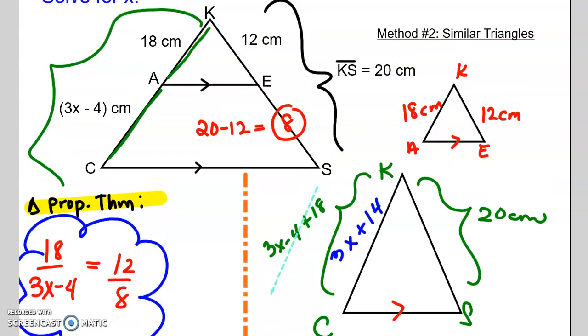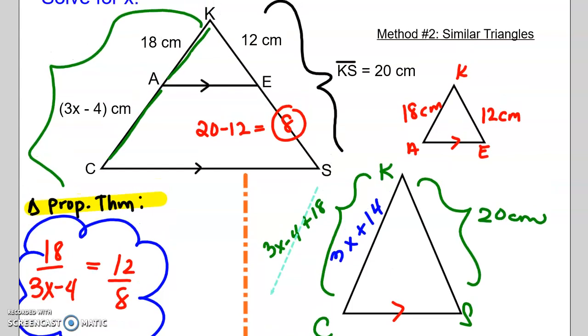Before I taught you the triangle proportionality theorem, we would just basically use similar triangles. So look at what I did. I took triangle KAE and I redrew it over here. Sometimes in this geometry unit, it helps if you split the picture and draw two separate triangles. And then I took this larger triangle KCS and I drew that over here.